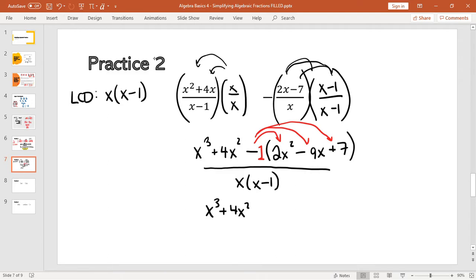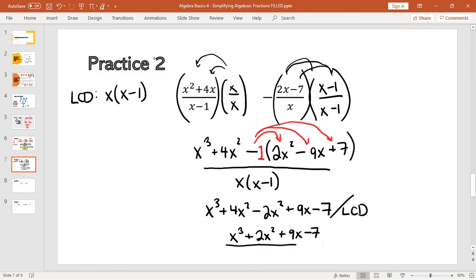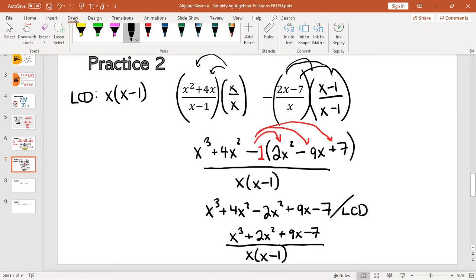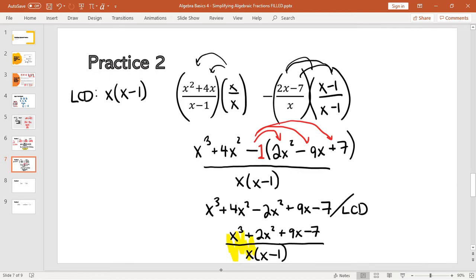And here we go, and it will just change the sign of everything. Negative 2x squared plus 9x minus 7 over the LCD. And just so I have enough room, we're going to gather any terms we can. x cubed has no one to go with. 4 minus 2 for the x squared will give me positive 2x squared. 9x is on its own. And 7 is on its own. That will all be over x times x minus 1. And you're done. That disgusting mess is what I wanted. There's your answer, in yellow.